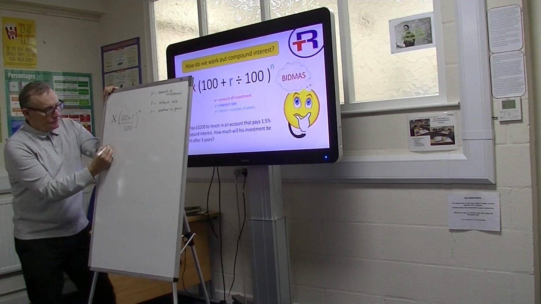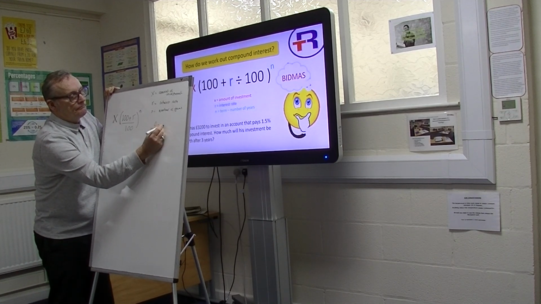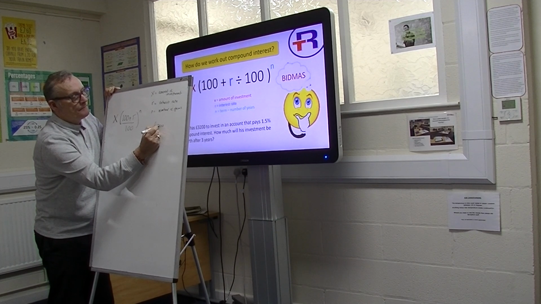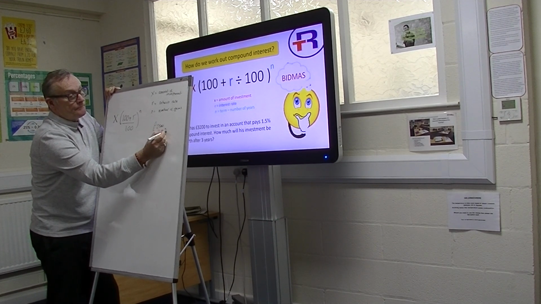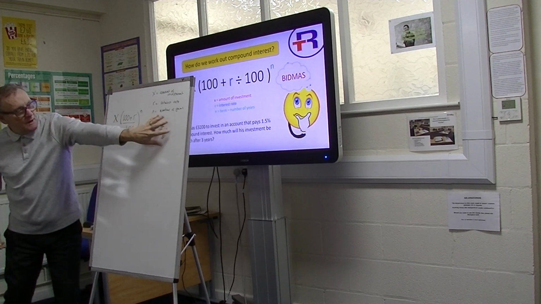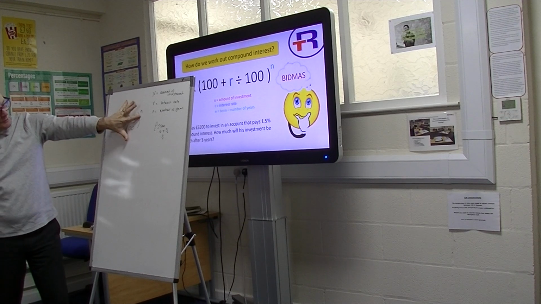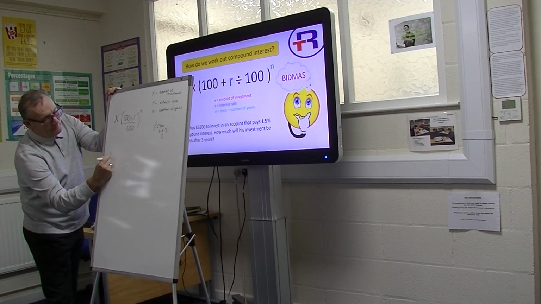So we had £2,500. That's a 5, by the way. It was 4.5% interest and we did it for 3 years. So that's the information we've got in the question. We're going to put it into this formula. X is 2,500.